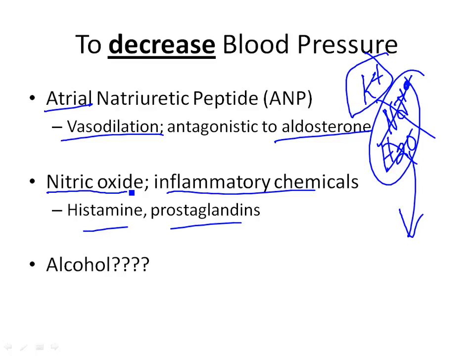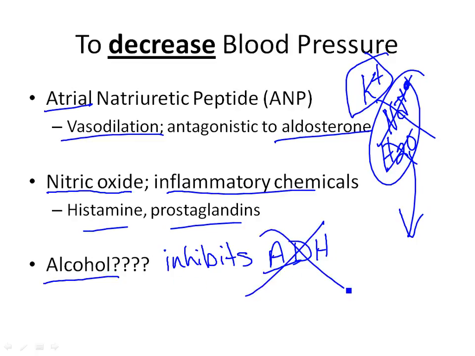And what about alcohol? Now, long-term, alcohol is going to increase blood pressure. But in the short term, alcohol inhibits antidiuretic hormone. Think about that word there. A diuretic causes you to produce more urine. Antidiuretic decreases urine output because we're saving all that water. So if alcohol keeps you from releasing ADH, then you're not retaining water. What are you doing? You're peeing it all out.